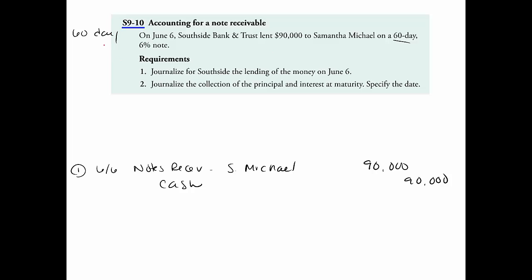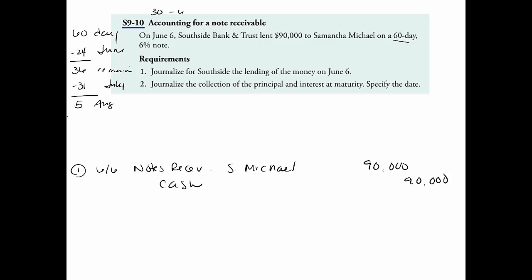And we issued it on June 6th. So in June, there's 30 days in June, and we issued this on the 6th. So I'm using up 24 days of the note in June. So by the end of June, there are 36 days remaining on this note. In July, I'm going to use 31 of those. So that leaves 5 left. So it's due on August 5th. And then we can do our interest.